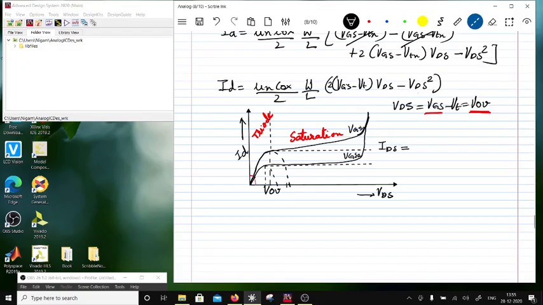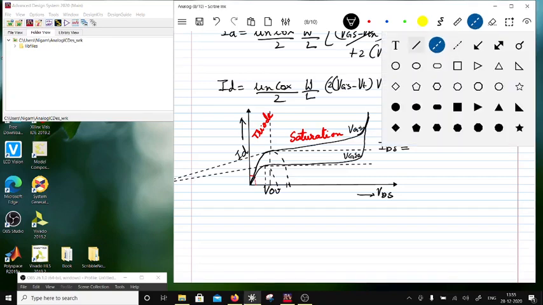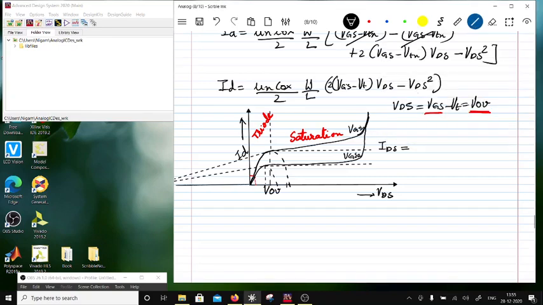And if you were to extend this, if you were to extend this one, they are going to meet at a point on this axis itself. That would be referred to as the early voltage VA. So all these are going to meet at a point, the early voltage VA.